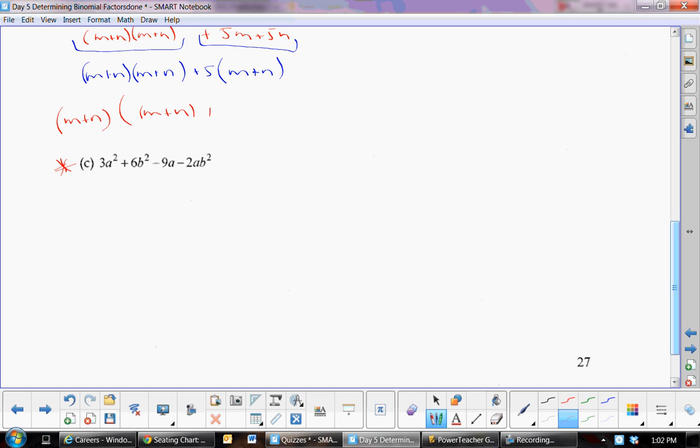right, plus 5. So I guess I want you to picture these two groups are the same, correct? So I divided them out. And these two, it's kind of like this is like a coefficient. So what was I left with? I was left with m plus n plus 5. Okay? So that one's kind of weird. How about C?